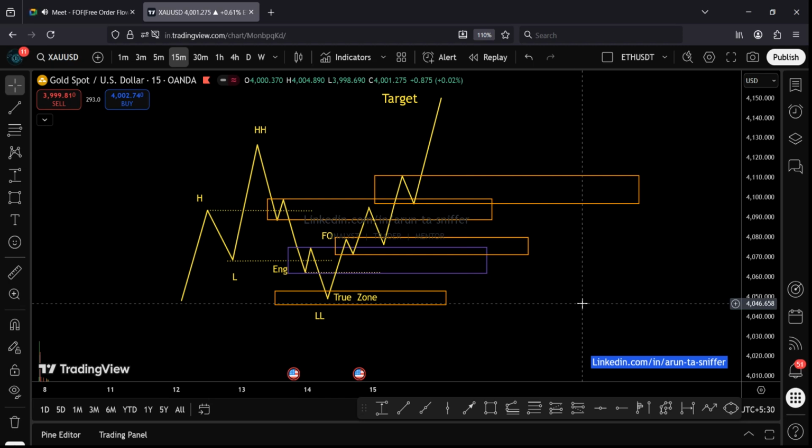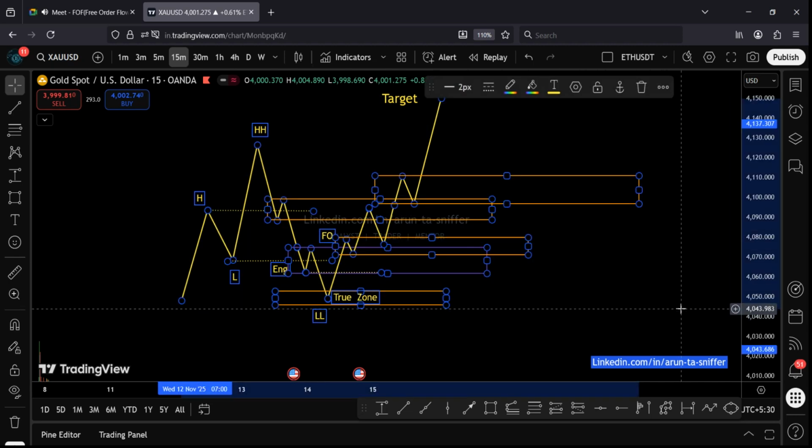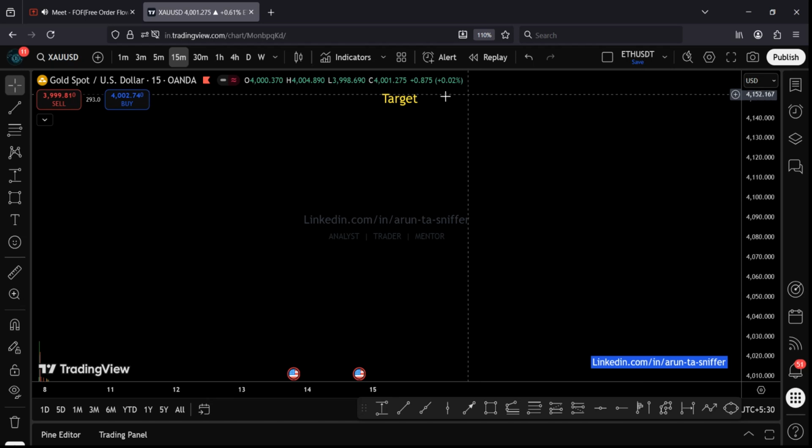Okay, I shared one chart in the Telegram group. Can you see this chart? Okay. Just wait. Let me delete this and stop the recording. Then we will discuss your chart. Okay.